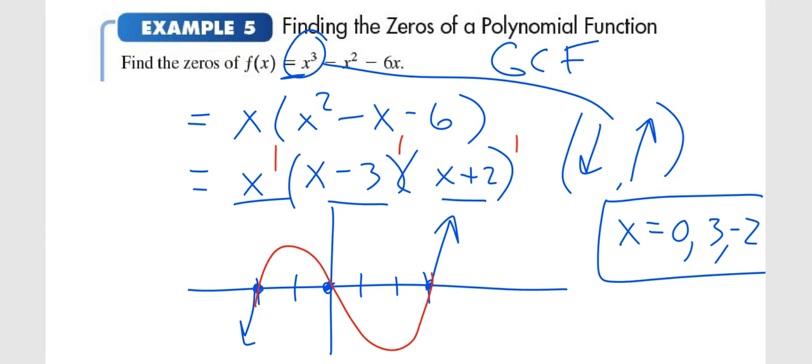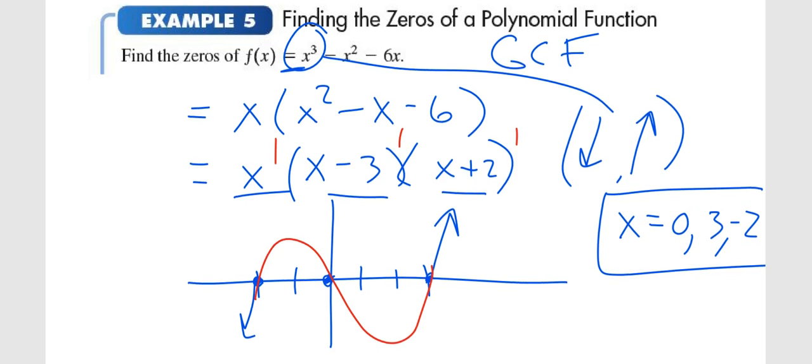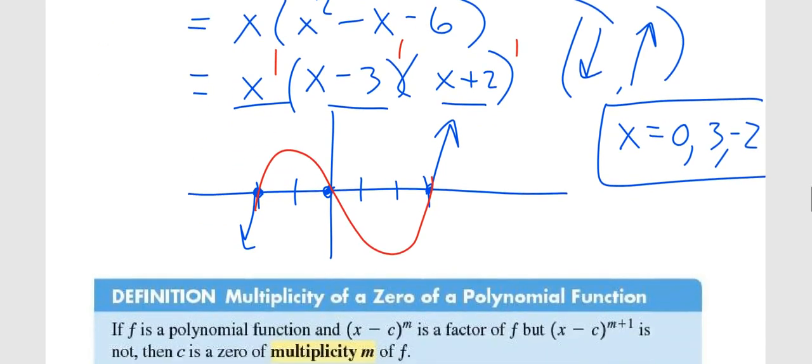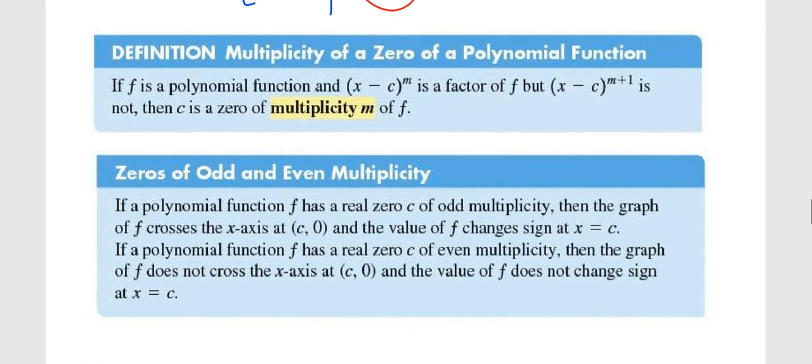Now, if you want to get real specific with finding how high and how low those things go, then you need to find the relative extrema. But I'm not interested in that for this question. I just want the basic sketch, just kind of like we did in Algebra 2. This is where we start talking about multiplicity. Multiplicity is the exponent.